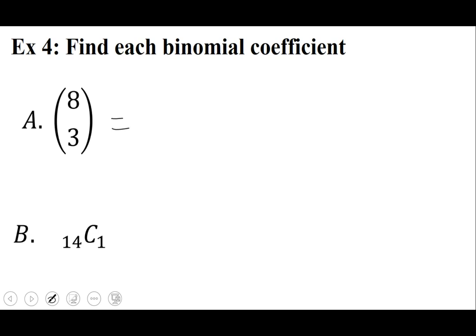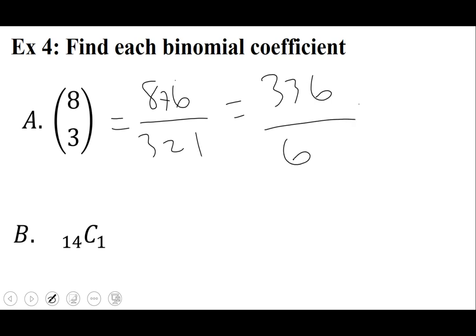So in example 4, if you have 8 and 3, so 8 minus 3 is 5 factorial. If you were to take 5 factorial out of 8 factorial on the top, you'd be left with 8, 7, 6. If you were to go ahead and do 3 factorial on the bottom, you'd be left with 3 times 2 times 1. If you multiply out the top, you get 336. Multiply out the bottom, you get 6, and that would divide to be 56.